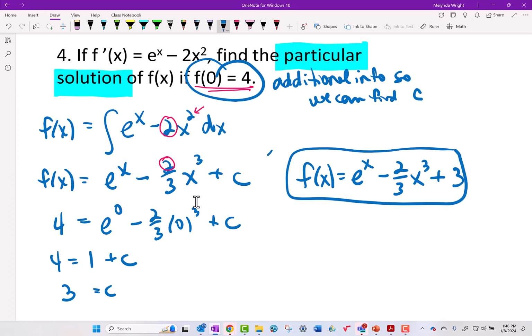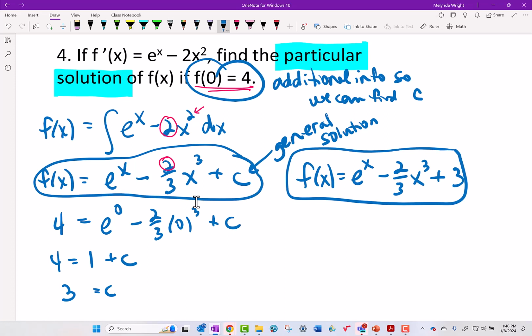So we found our particular solution by using that point in our general. So this is called a general solution with the plus c. This part right here is the general solution. This is called a particular solution. So if it didn't ask for the particular solution, that's exactly right, we would be done when we put the plus c. We'd be all done.